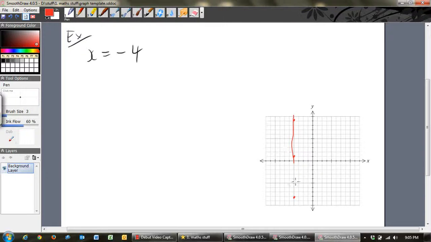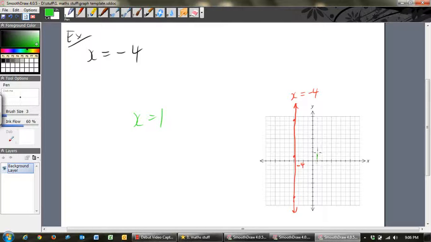Oh, no, vertical is harder for me than horizontal, just because of the way the tablet is. That's a bit better. So that goes through the point negative 4. So this is the line x equals negative 4, and it goes up and down like that. So there you go. It's exactly like the other case. So if you had to sketch the line x equals 1, what would that look like?